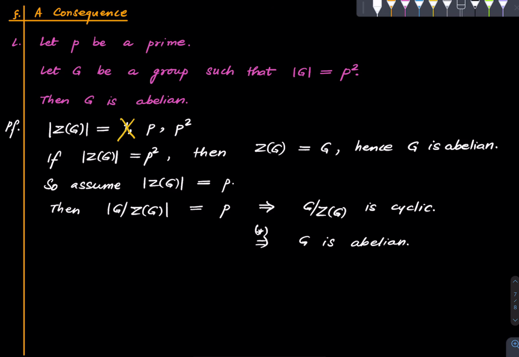So what this argument really says is that this possibility cannot arise. If the cardinality of the center is P, then G is abelian, and hence the cardinality of the center is P square, meaning the cardinality of the center is the same as the cardinality of the group. So this is impossible. The only possibility is that the center is the entire group, and hence the group is abelian. So that's something very nice.